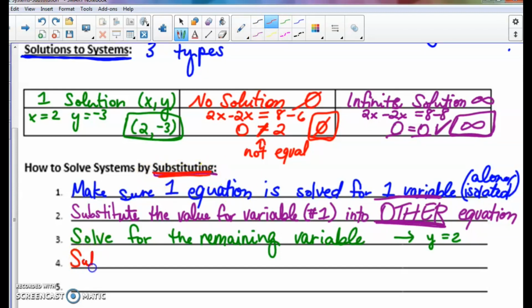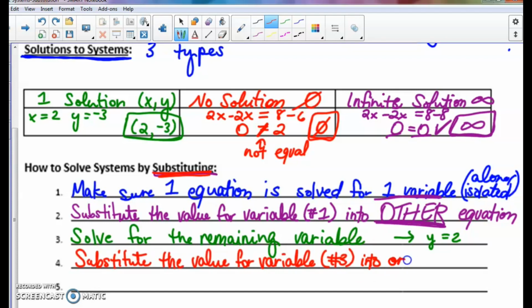So once again, name of the game is substitution, so we're going to substitute again. So substitute, or remember that just means to replace, the value for a variable. And remember, that's the value at step 3, into the original equation.